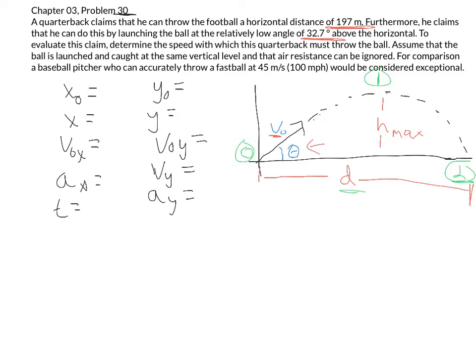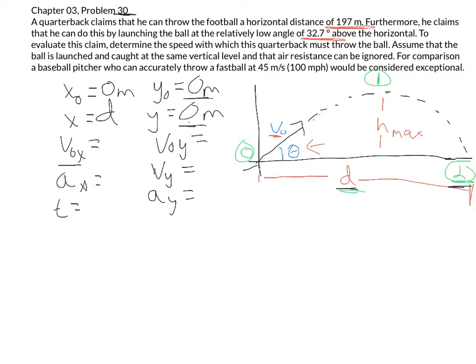So let's go through and label our variables. X initial, based on how we drew this, we can call 0. X final is just this distance D. Y initial starts at 0, and interestingly enough, it's also ending at 0. So it looks like it goes nowhere in the y, but it goes up and comes back down. The equation will still work even though these are both zeros. Sometimes that makes people a little nervous or wary.